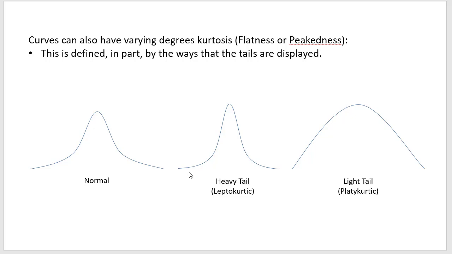A heavy-tailed or leptokurtic curve is really narrow and is fairly pointy at the top. This is usually indicated by a cluster of scores that center around a single value. And then we have a lightly tailed or platykurtic distribution, which is usually indicated by a more or less uniform distribution of scores, something that isn't able to have a particular distinct peak.